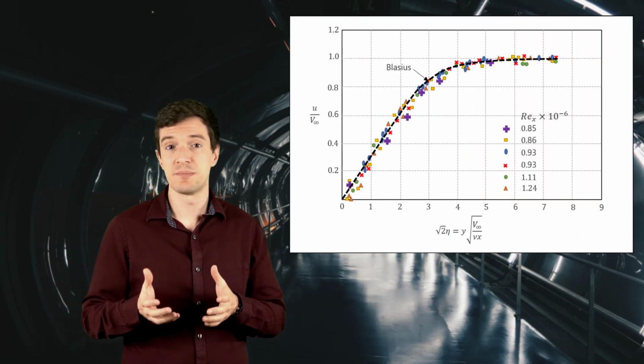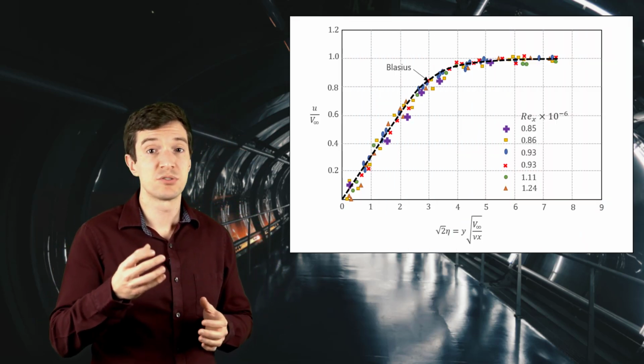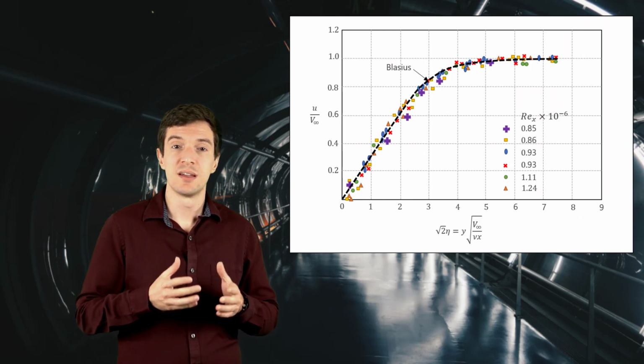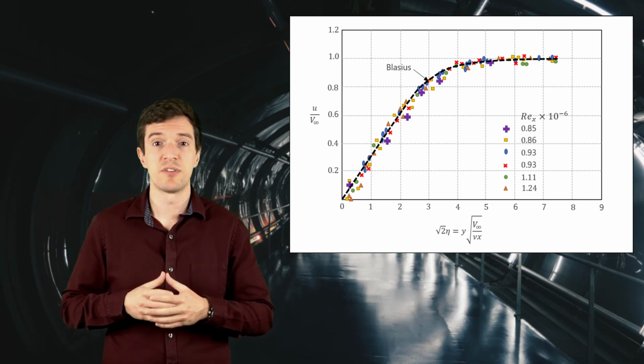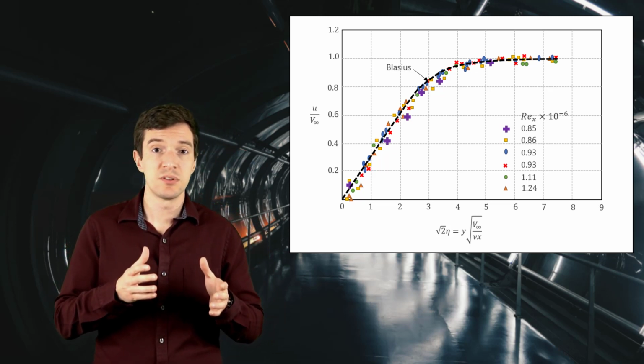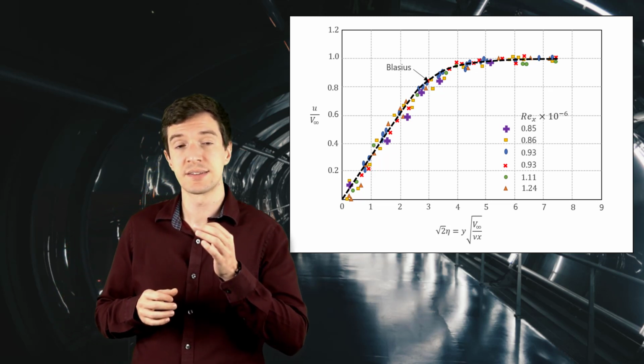This can be seen in the comparison of experimental results with the Blasius solution. Different Reynolds numbers provide the same profile when the variables on the two axes are scaled properly.